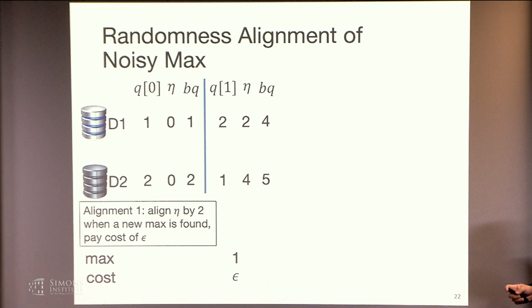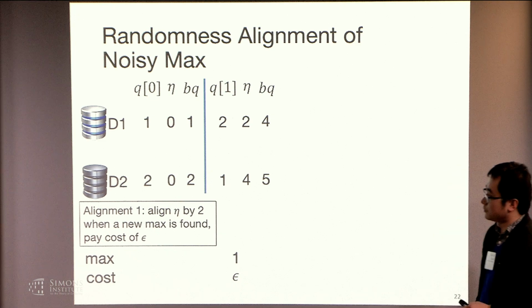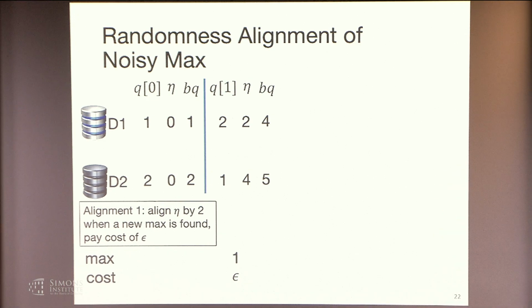Because of this strategy, when you see Q1, which is the second query on D1, in this case we have a random noise of 2. So the new noisy answer will be 4, which is greater than the previous value you have seen. So in this case, the max will be updated. The index of the maximum query will be updated to 1. And in this case, we will align the noise in the second execution by exactly 2. And by doing that, you also pay a privacy cost of epsilon. You might wonder, why do I want to pay a privacy cost of epsilon in that case?